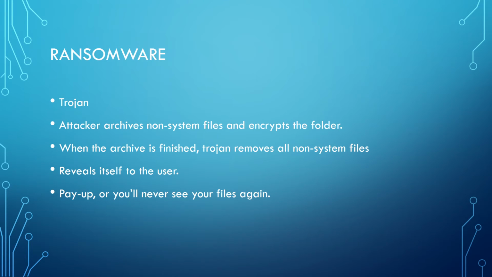So WannaCry itself is a form of ransomware, and ransomware is a Trojan where the attacker takes all of the non-system files, all of your data, and puts it into an archive folder and encrypts the folder. When the archive is finished, the Trojan removes all of the non-system files, all of your documents, pictures, everything, and then reveals itself to the user. And it's called ransomware because it is a pay up or you will never see your files again. So typically when you pay in Bitcoins, they will give you a decryption key which will decrypt all of your files.